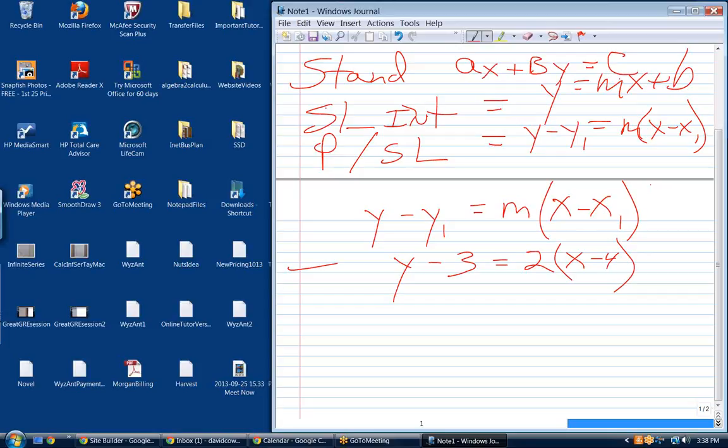Okay. So we want to get this in standard, which means the main thing about standard is getting your x and y on the left and getting the numbers on the right. Okay. How can we do that? There's one thing we have to do to this final equation that we haven't done yet.